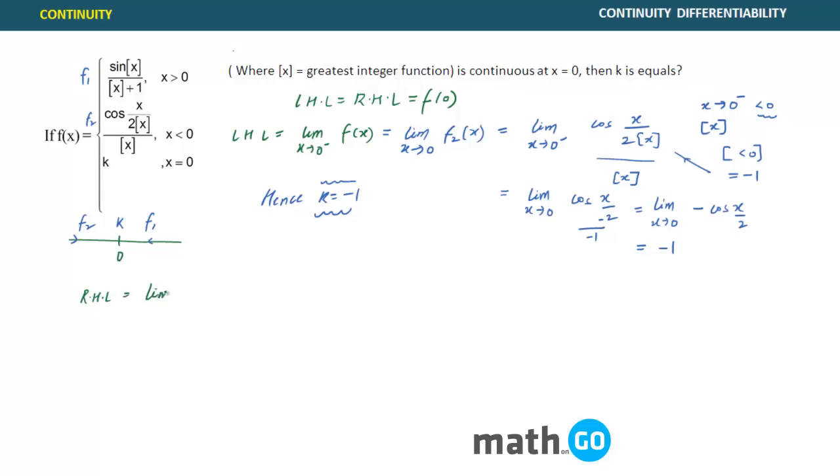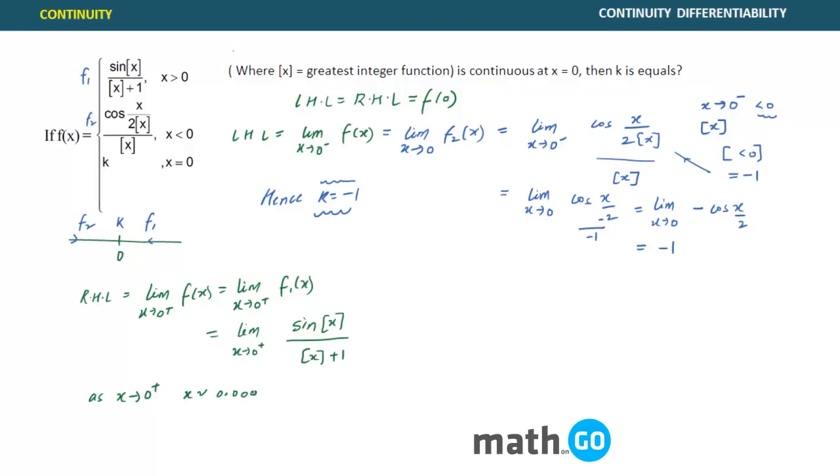RHL would be limit x approaching 0 positive f(x). Which function will you use now? Yes, you will use the f1 function now, and f1 function is what? Limit x approaching 0 plus, it is sine of GIF x divided by GIF x plus 1, as we did here in this particular case. So as x approaches 0 positive, that means it is approaching from the positive side, so you can almost say that it is 0.00001. So what will be the GIF of this particular number now? It will be 0. Replace that value over here. So what will this become? Limit x approaching 0 plus, okay, so this limit will give you an answer sine 0 by 1. So this is nothing but 0.